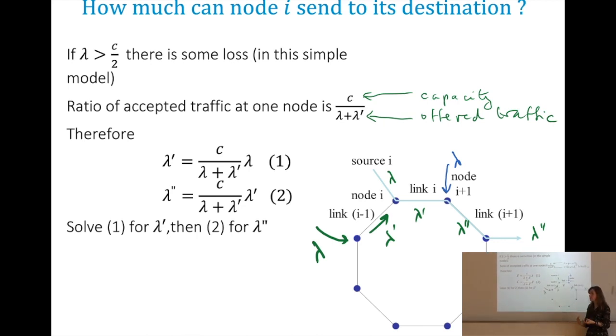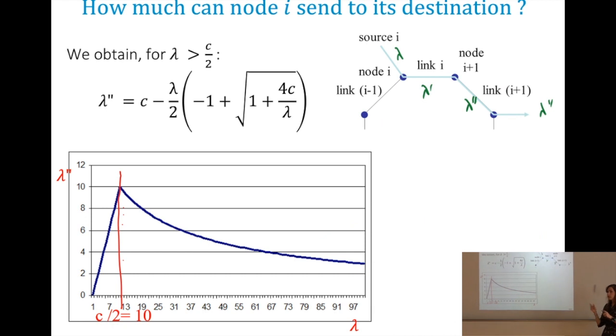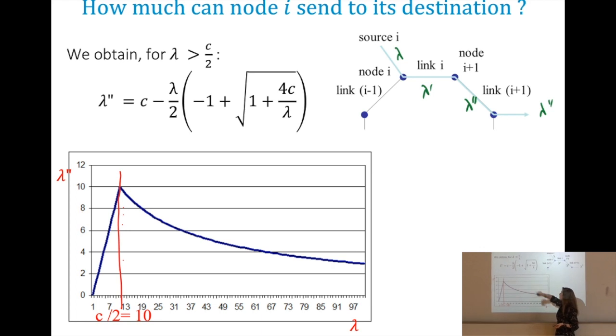And then we can apply the same thing for the second link. Lambda second will be the same ratio, but applied to lambda prime, from the previous link. And so now we have two equations with two unknowns, lambda prime and lambda second, because lambda is given as the initial bit rate. We can solve the first equation to find lambda prime, and then use this to solve the second equation and find lambda second. If we rewrite everything, we can write lambda second as a function of lambda as such. If lambda is greater than the capacity over 2, this is what lambda second is equal to.